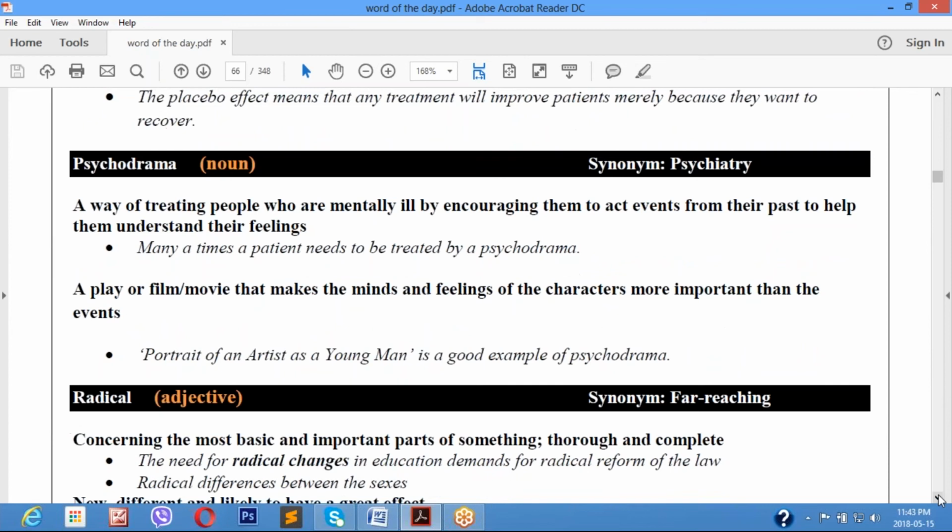साइकोड्रामा a way of treating people who are mentally ill by encouraging them to act events from their past to help them understand their feelings. Many times a patient needs to be treated by psychodrama. ठीक है ना. साइकेट्री के अंदर आप ये एक्टिविटी करते हैं कि लोगों को पुरानी चीजें याद हैं उसको साइकोड्रामा कहते हैं. एक ऐसा फिल्म मूवी वगैरह that makes minds and feelings of the character more important than the events.